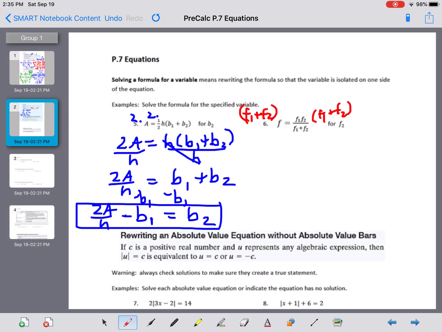On the left side, I'm just going to do f times f1 plus f2. On the right side now, at least my denominator's gone and I just have f1, f2. Okay. So on the left side, let's distribute this f, and I get f, f1 plus f, f2. And right now it equals f1, f2.